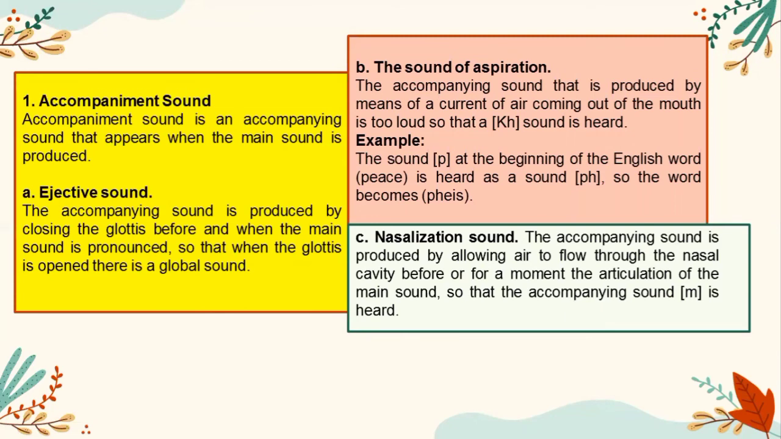And the next, C, nasalization sound. The accompanying sound is produced by allowing air to flow through the nasal cavity before or for a moment during the articulation of the main sound, so that the accompanying sound M is heard.